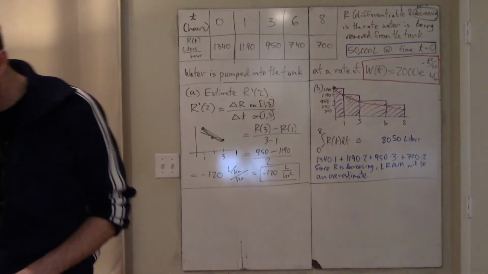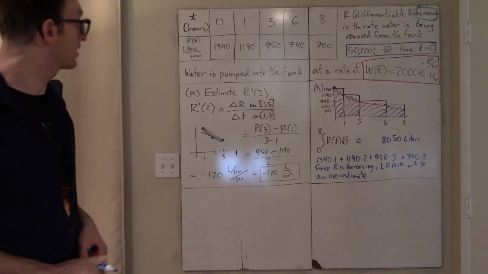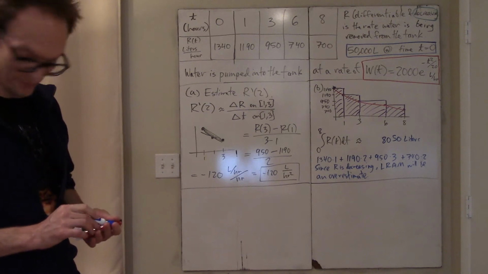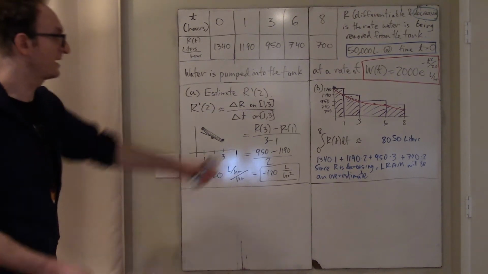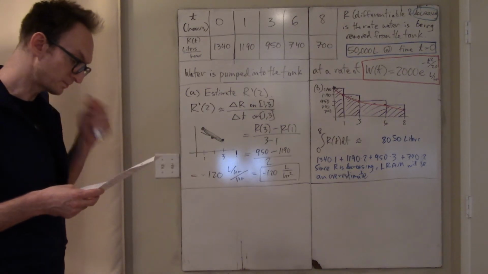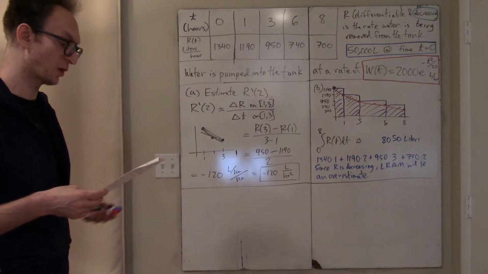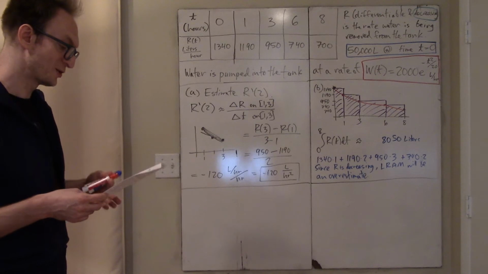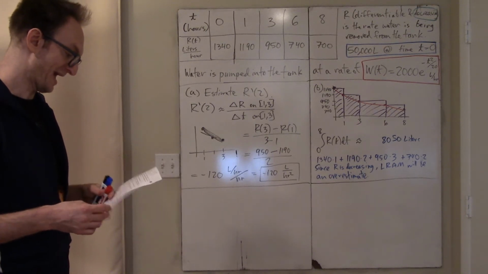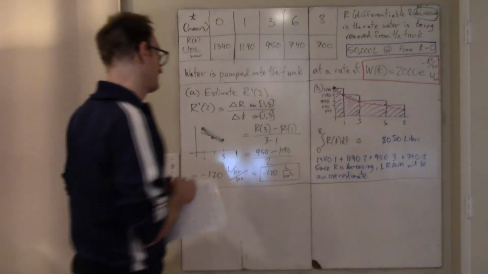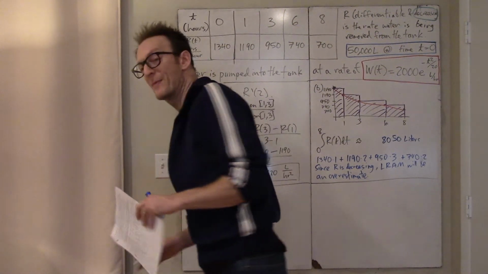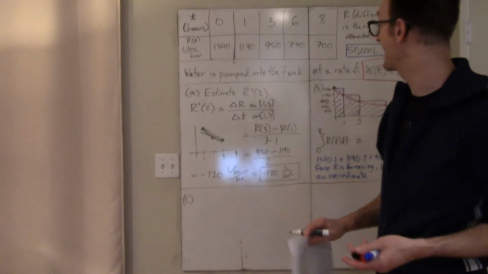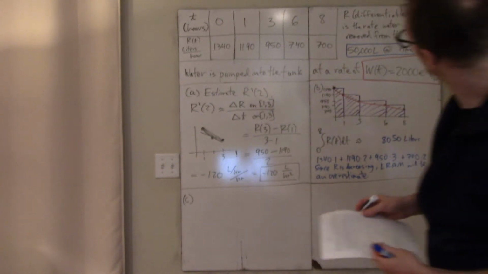Two to go. C is, I think, quite short and simple. Part C says, use your answer from part B, in other words 8050, to find an estimate of the total amount of water in the tank, to the nearest liter, at the end of the 8 hours. So the question is just, how much water is going to be in the tank at the end of the day?